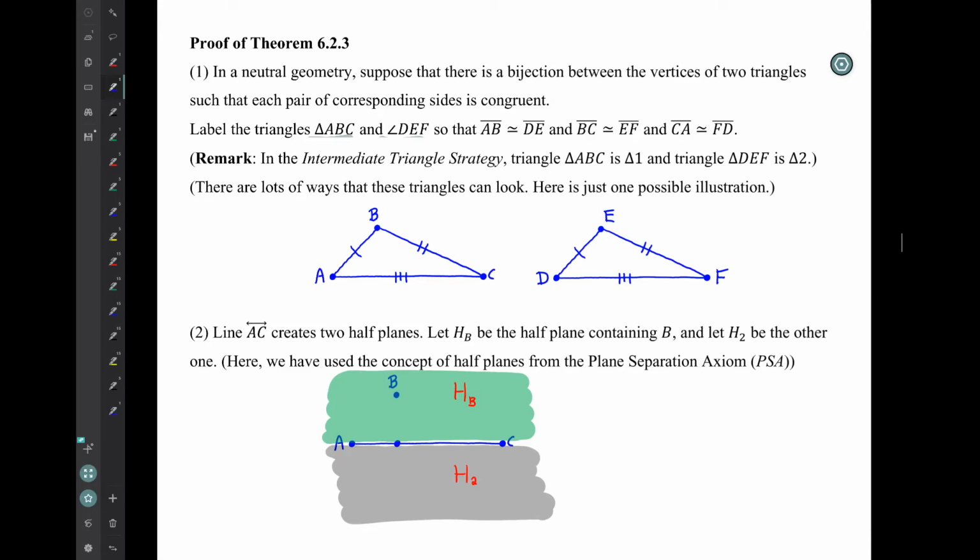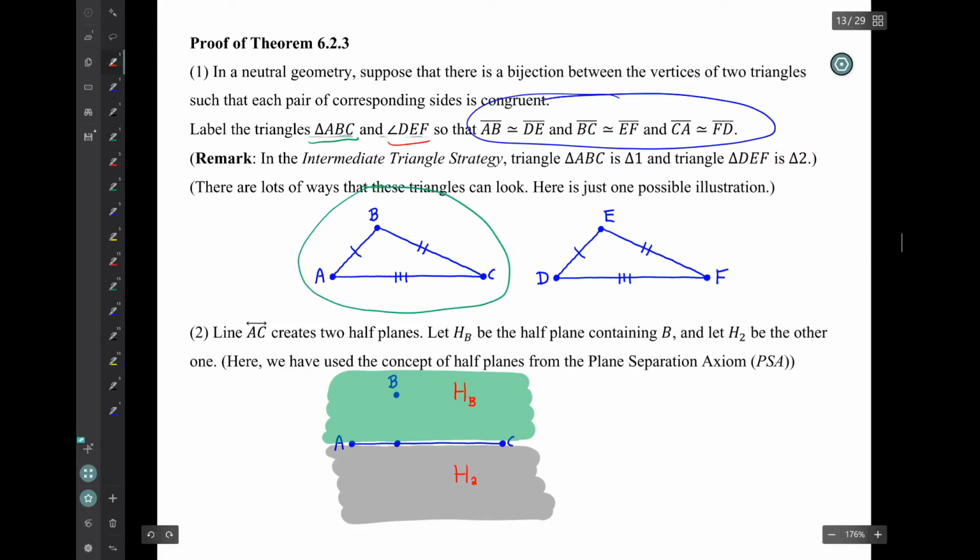such that each pair of corresponding sides is congruent. Now we can label these triangles however we want. So let's label them triangle ABC and triangle DEF, with these pairs of corresponding sides being congruent. So here's a picture of triangle ABC. Here's a picture of triangle DEF. For the purposes of our intermediate triangle strategy, we should point out that triangle ABC is triangle 1 and triangle DEF is triangle 2.